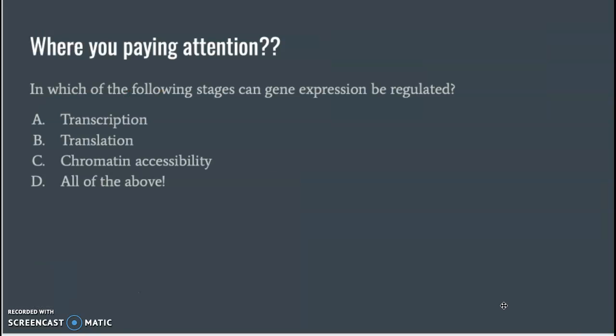So, were you paying attention? In which of the following stages can gene expression be regulated? A. Transcription, B. Translation, C. Chromatin accessibility, and D. All of the above. I'll give you a second to think about it. If you pressed D, good job, that's the right answer.